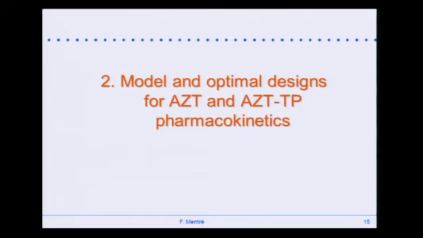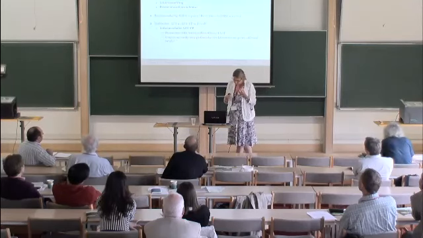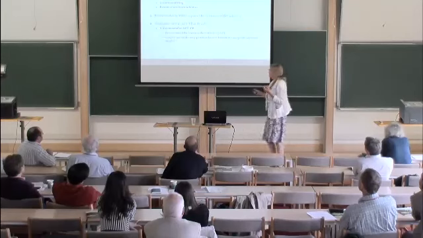First, pharmacokinetics of this drug, AZT, and its intracellular metabolite. AZT was the first drug that was developed for HIV, and it's a reverse transcriptase inhibitor, and it's still used and recommended by the World Health Organization for treatment of HIV infection worldwide. This drug is not active in itself. It has to be incorporated in the cell and transformed into AZTTP, and only this AZTTP is the active part of the drug. So this is very important to know.